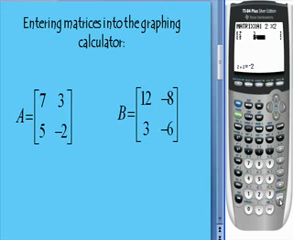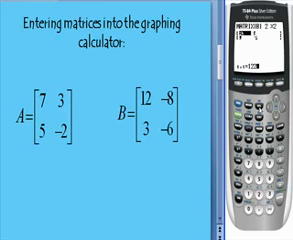Let's go back and let's put in matrix B. So you hit second, x to the negative first, over to edit, and choose 2. There's matrix B. I need to tell it I want it to be a 2 by 2. All I'm doing is hitting enter to go from the entry to the next entry. So I hit enter again, and now I have a 2 by 2 matrix, but I need to put a 12 in there. So I put 1, 2, and I got 2 2s.